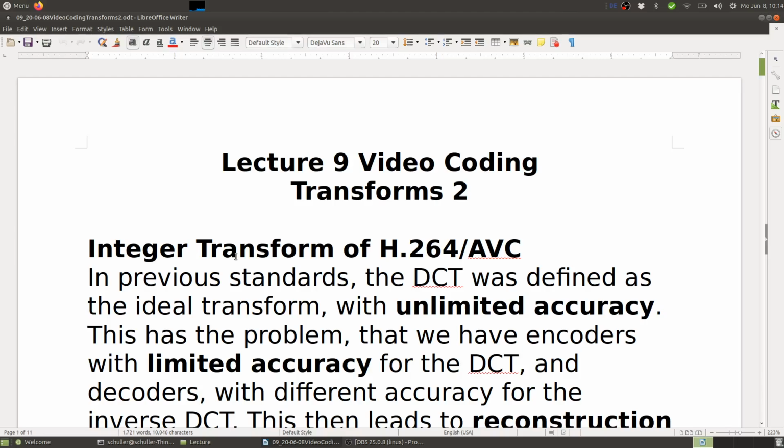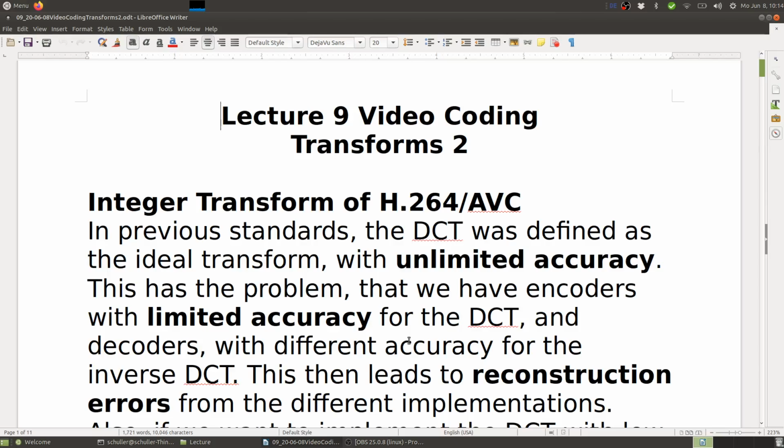So last time we saw the DCT, the discrete cosine transform, and previously the DCT was defined as an ideal transform with unlimited accuracy. Remember, we have the cosine terms in it, and that's a float valued function. So basically it was assumed that we have the ideal cosine function, and we would like to approximate this function as closely as possible. But this has the problem that we have encoders with limited accuracy for the DCT and decoders with different accuracy for the inverse DCT.